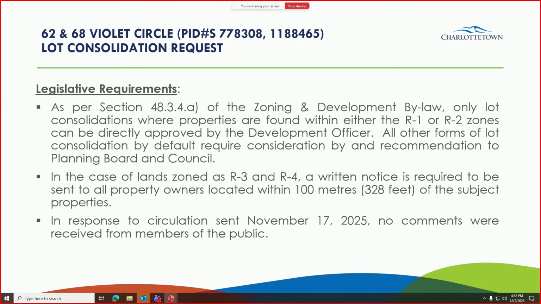With regard to our legislative requirements, as per section 48.3.4A of the zoning bylaw, only lot consolidations where properties are found within either the R1 or R2 zones can be directly approved by the development officer. All other forms of lot consolidation by default require consideration by and recommendation through planning board and to council. In the case of land zoned as R3 and R4, a written notice is required to be sent to all owners within 100 meters of the subject property. In response to circulation sent November 17th, no comments were received from members of the public.